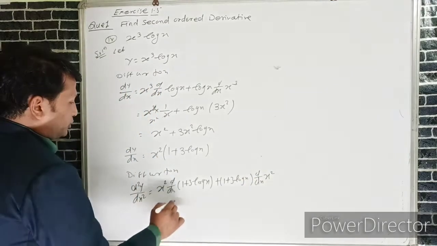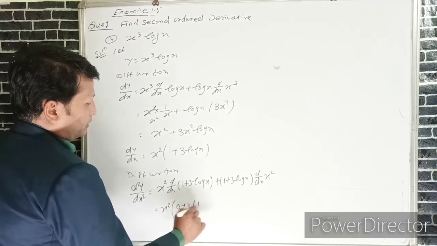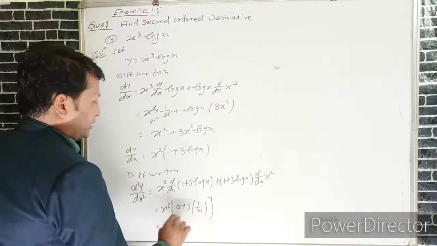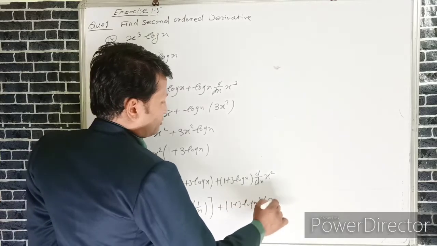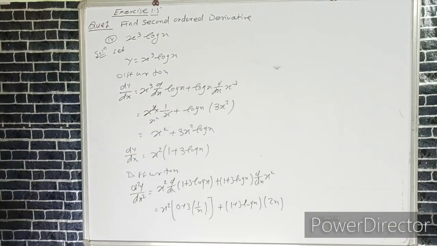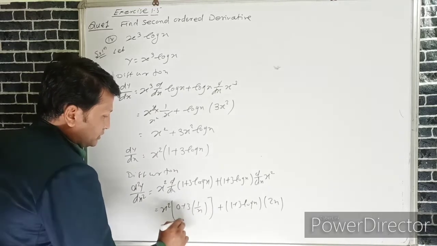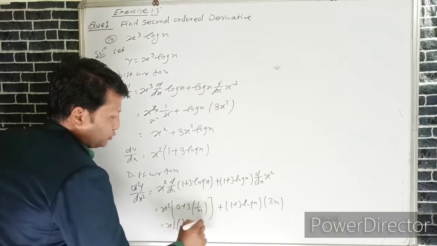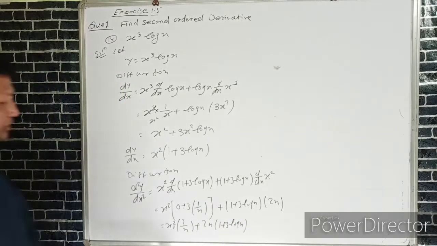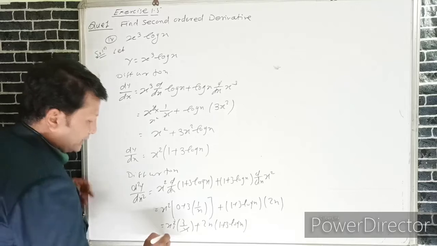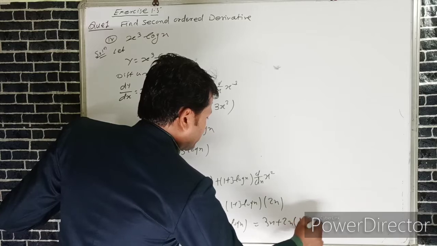So x square into derivative of 1, which is 0, plus 3 into derivative of log x, which is 1 by x. Now again we write 1 plus 3 log x as it is, and the derivative of x square, which is 2x. Here x square into 3 by x plus 2x into 1 plus 3 log x. So the required derivative, if we cancel, we get 3x plus 2x into 1 plus 3 log x.